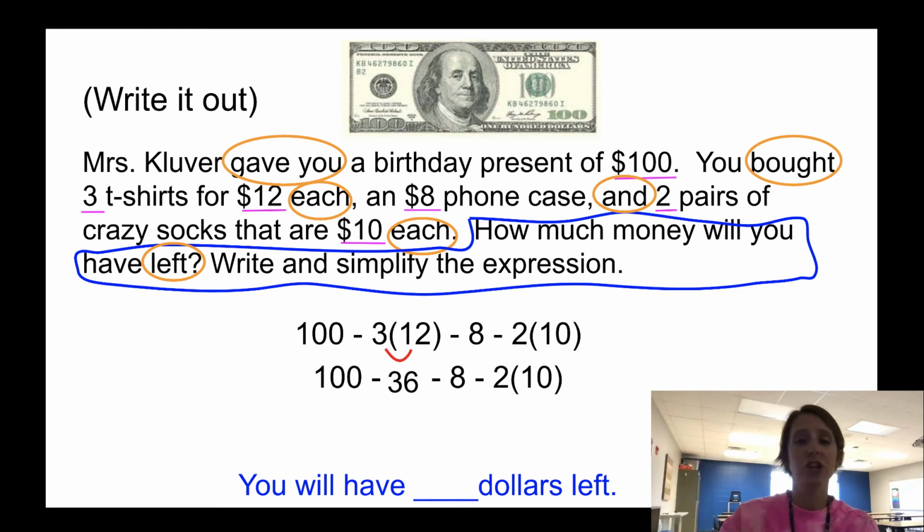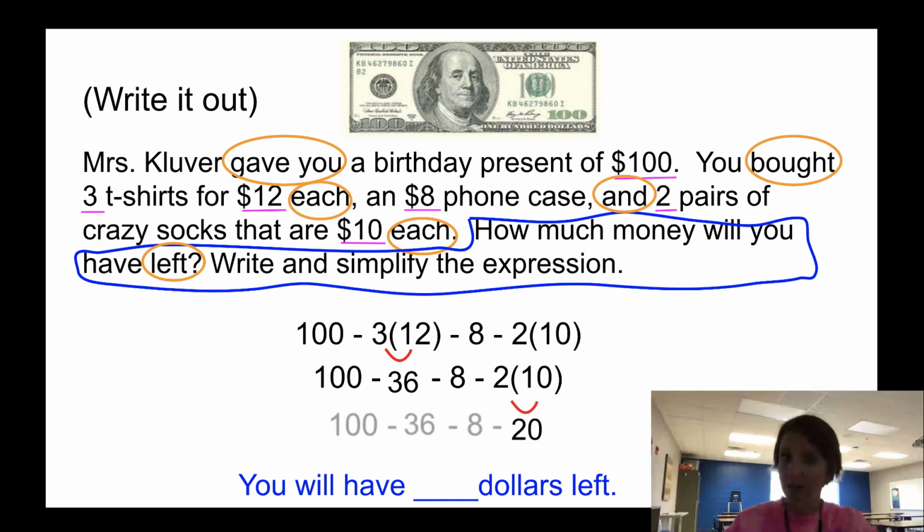Grouping symbols, I already checked off. Exponents, I already checked off. Multiplication or division, I have multiplication. So I've got to start there. 2 times 10 is 20. Bring down everything you haven't worked with yet, and now you can simplify the rest. 100, take away 36, take away 8, take away 20. How much money do you have left? $36. Here's an example of a real-world order of operations type of problem.